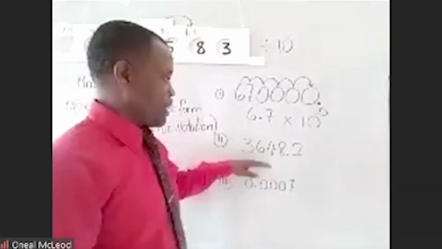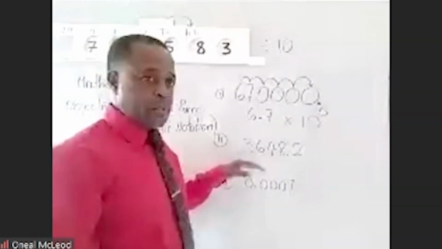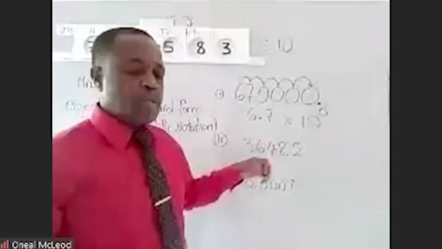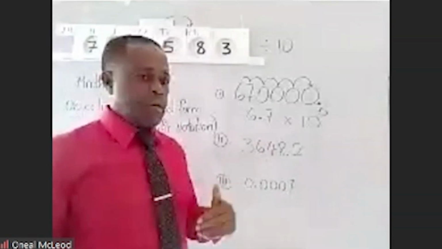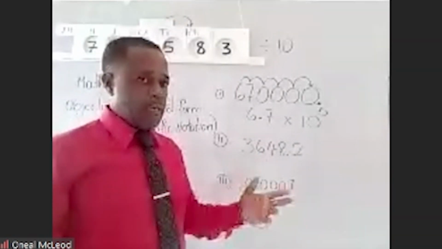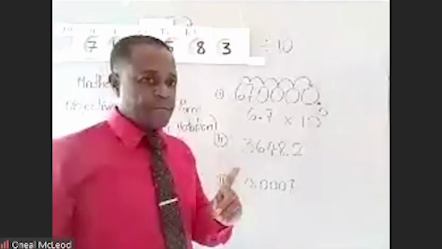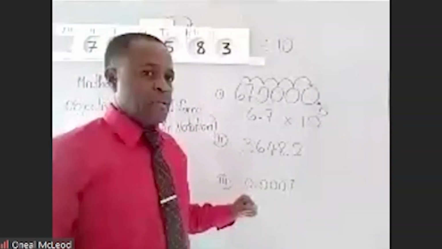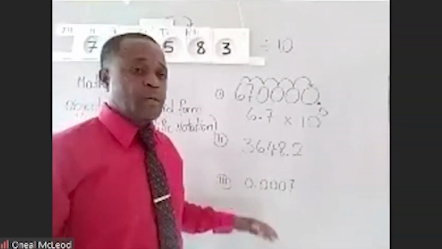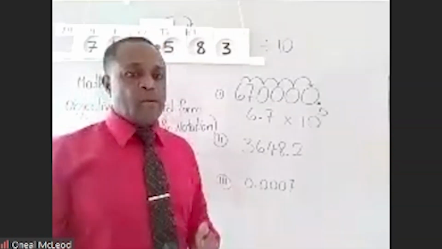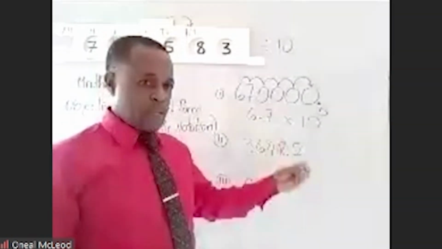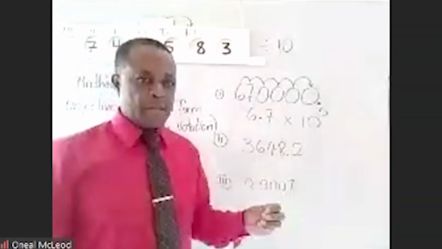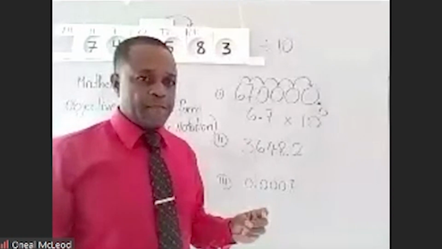Now, let's look at this one. We might not be able to work these out, so let's just recap. What do you know about this number? The number is larger than 10. So the power, which is n, is going to be positive. Good. What about this one? This number is now smaller than 1. What do we know about the value of n? In this case, the value of n is going to be negative.